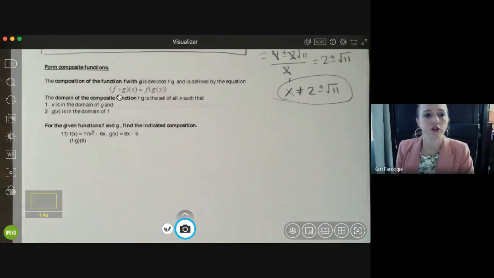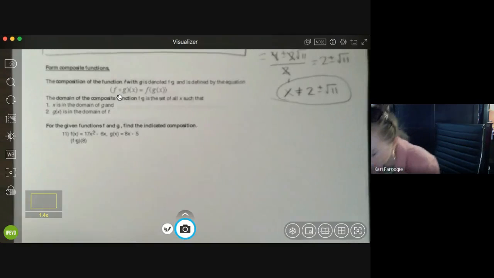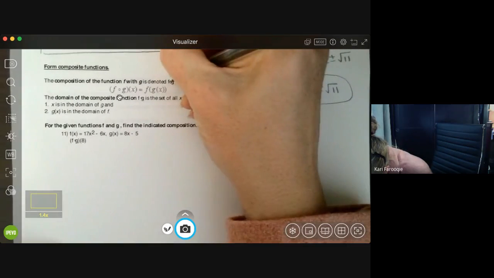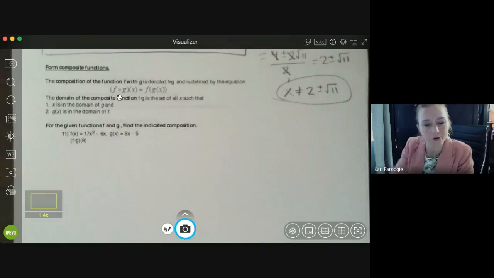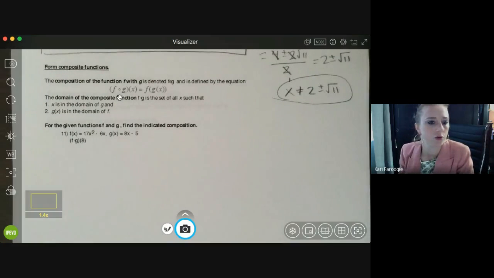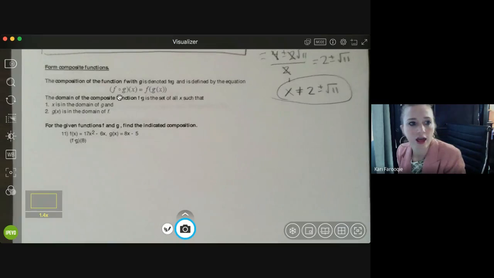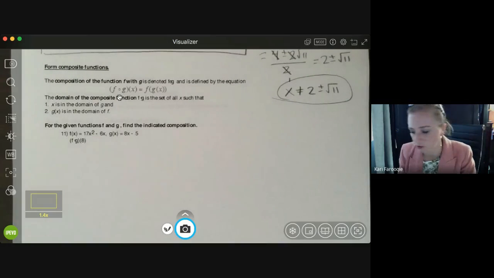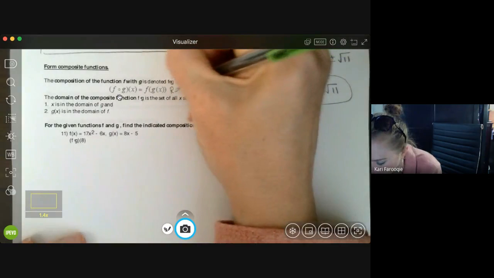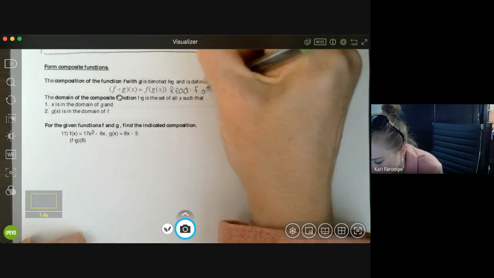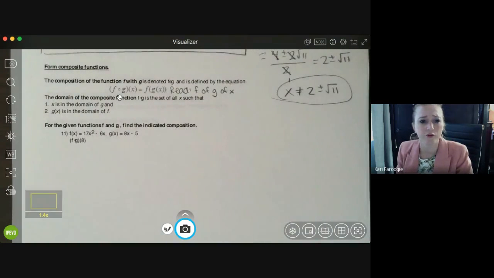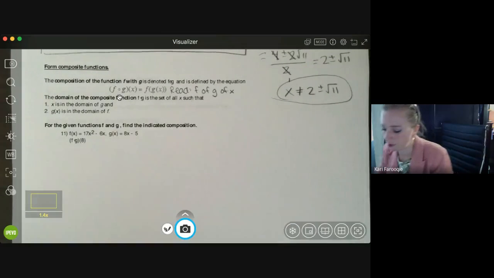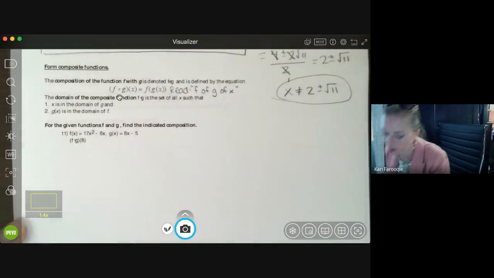The composition of the function f with g is denoted f ∘ g. This is a circle. It looks like f circle g. It's not a dot like a multiplication symbol. It's just a little circle in the middle between those two letters, and is defined by the equation (f ∘ g)(x) = f(g(x)). So this is read f of g of x. Sometimes people call it fog. You can call it fog if you want. Sometimes it's going to be gof because you're going to take g of f of x. So that's a way that we would say this composition.